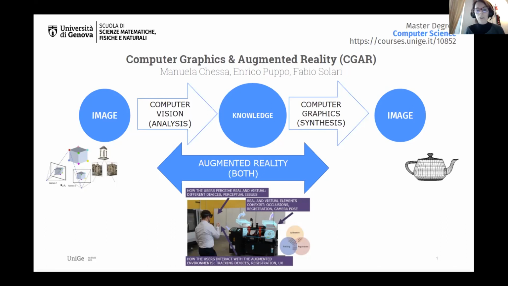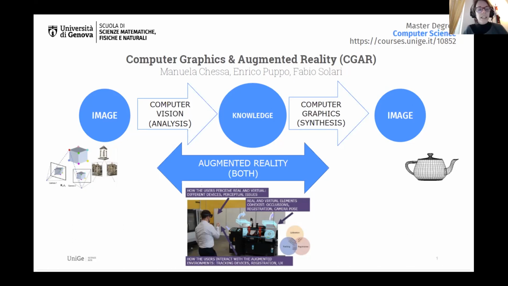So our course has two main goals. On the one hand, we would like to make the students understand the theory behind augmented reality applications. And on the other hand, we have a strong practical part. So we try to make the students understand how to really build an augmented reality application.